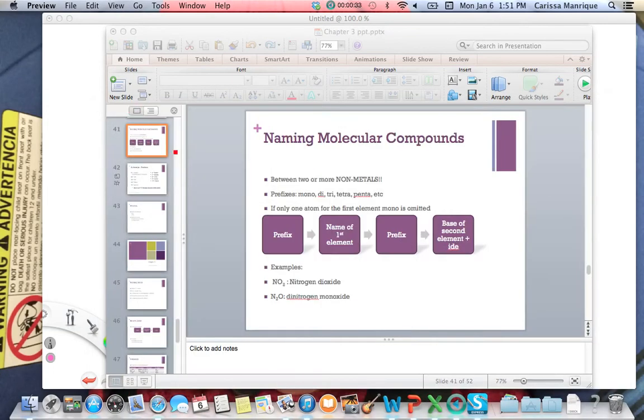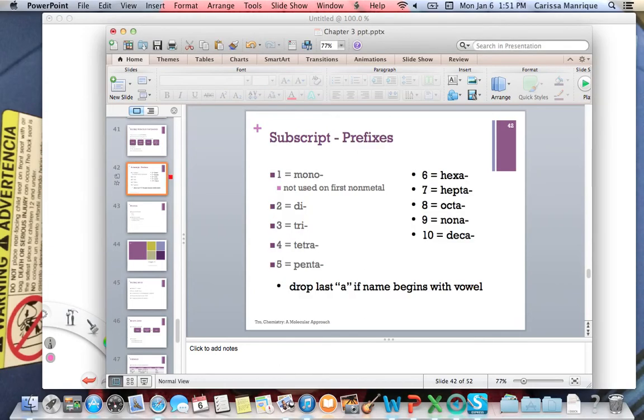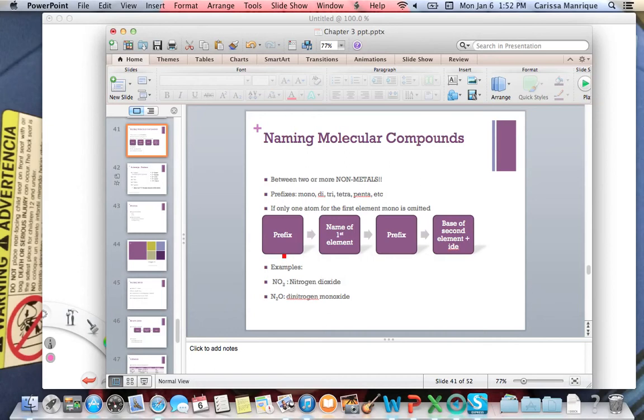How you name these is you're going to have a prefix like mono, di, tri, tetra, penta, etc. Let me show you these on the next slide. 1 mono, 2 di, 3 tri, 4 tetra, 5 penta, 6 hexa, 7 hepta, 8 octa, 9 nona, 10 deca. It says drop the last A if the name begins with a vowel. So you're going to have a prefix, the name of the first element, a prefix, the name of the second element plus "-ide".